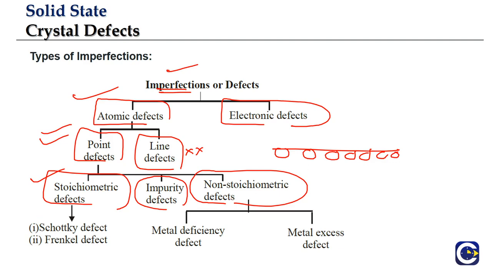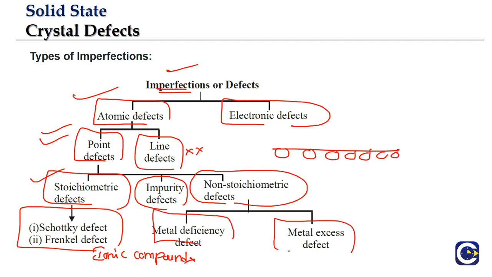And within stoichiometric defects we will be having Schottky and Frenkel defect for the ionic compounds. So generally when we talk about the ionic compounds, we will be focusing on the important types of stoichiometric defects, which are Schottky defect and then Frenkel defect. The non-stoichiometric defects we'll broadly divide into two categories. One is metal deficiency defect, the other is the metal excess defect.